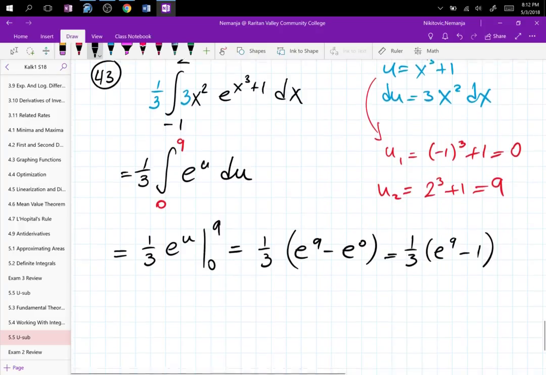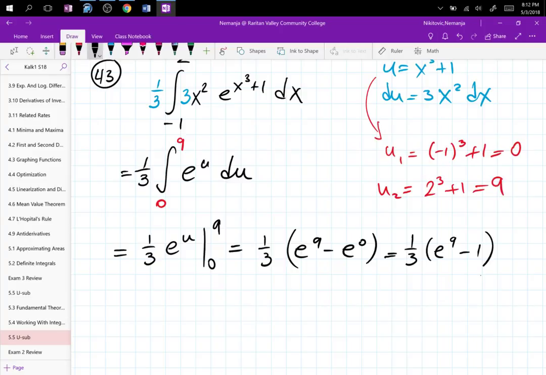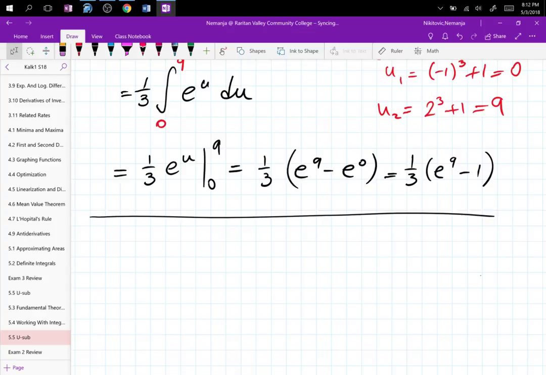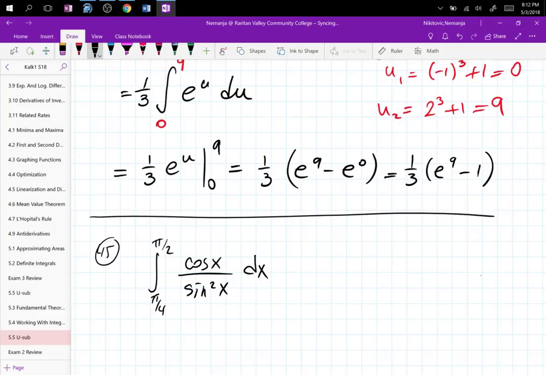Here's one for you to try. I know how much you absolutely adore trig. So this is problem 45. Integral from pi over 4 to pi over 2 of cosine x over sine squared x dx. So try that one.